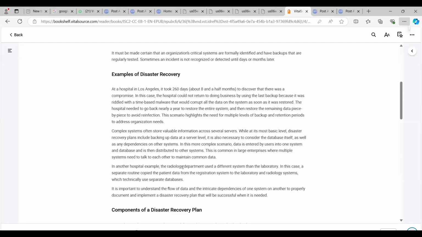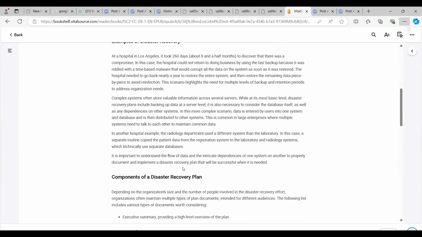This scenario highlights the need for multiple levels of backup and retention period to address organization needs. Complex systems or critical systems often store valuable information across several servers. While at its most basic level, disaster recovery plans include backing up data at a server level, it is also necessary to consider the database itself as well as any dependencies on other systems.